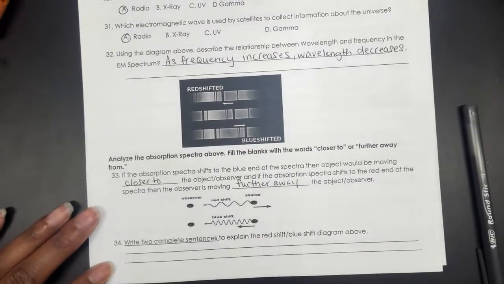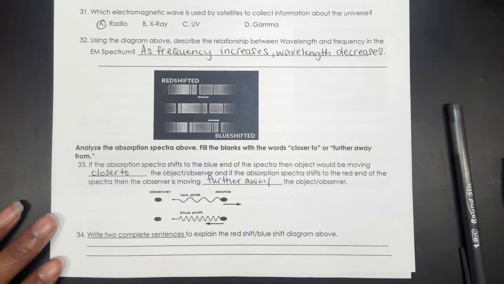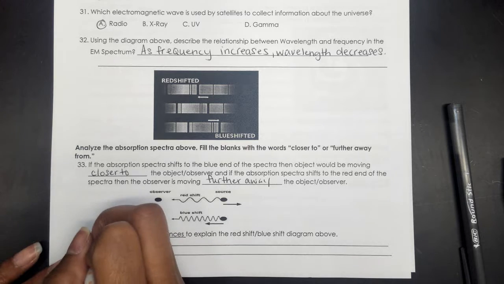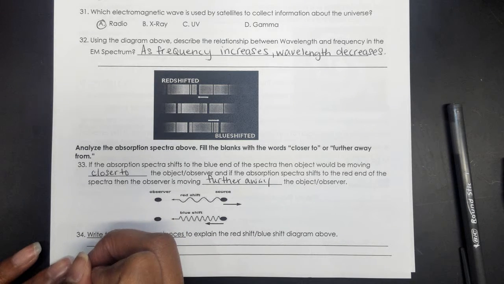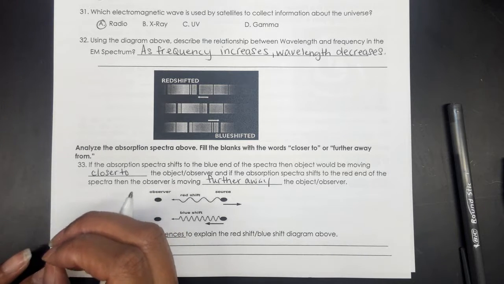Write two complete sentences to explain the red shift and blue shift diagram above. Okay? What we got? Red shift goes right. Red shift goes left and the blue shift goes right. Give me something else using our terms.